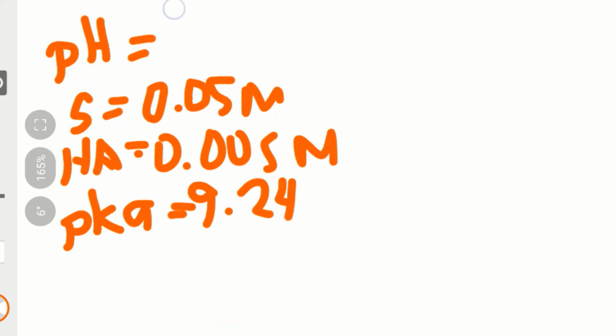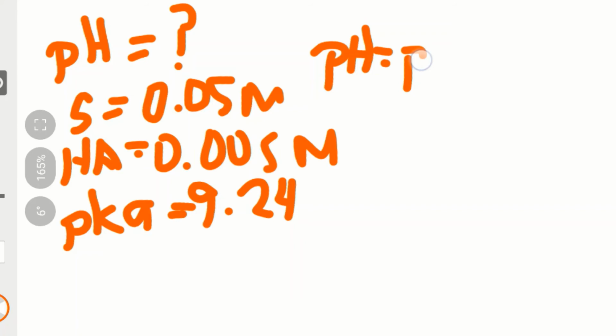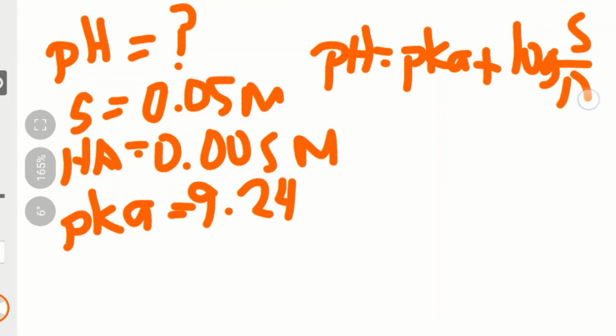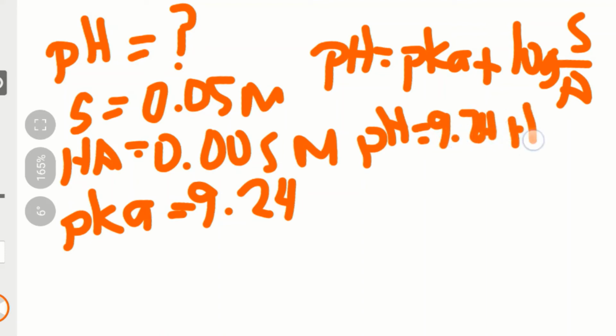So the basic thing that we should do is to substitute it into the Henderson-Hasselbalch equation. So pH is equal to pKa plus log S over A. So that's just it. So pH is equal to 9.24 plus log 0.05 over 0.005 M.